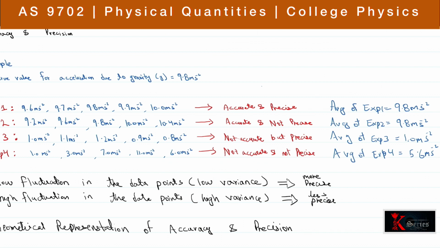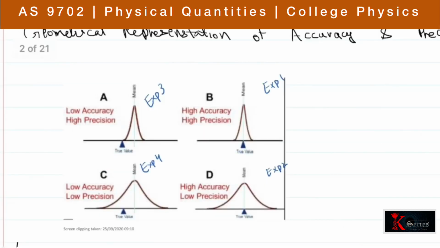Now moving on to the geometrical representation of accuracy and precision, we've been given 4 graphs here, A, B, C and D. If we look at A, there is low accuracy and high precision. Why? It is because the true value is far towards the left from the mean, so the mean is not on the true value. It means that it is not accurate. However, it is precise because the spread of distribution is very narrow.